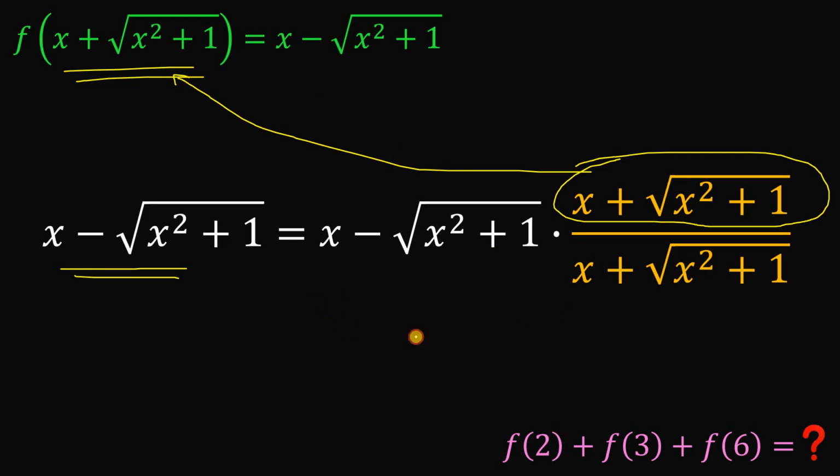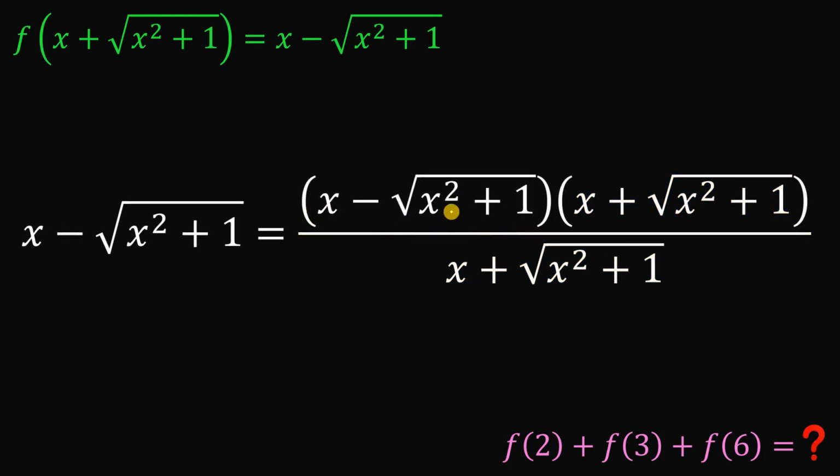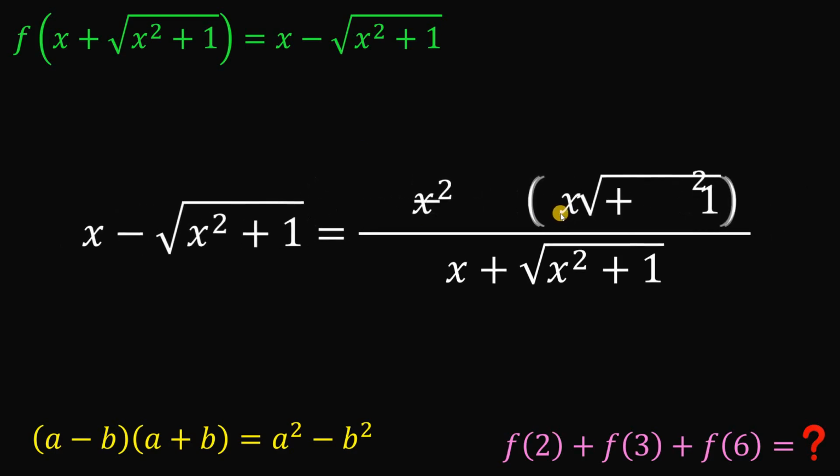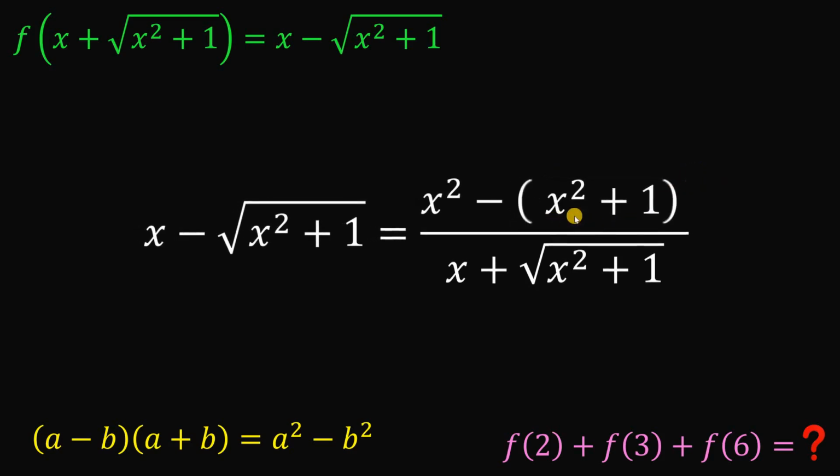Now, let's simplify first the right-hand side of our equation. We have x − √(x² + 1) multiplied by x + √(x² + 1). Here, we can use this identity: if we multiply (a − b) by (a + b), this will result in a² − b². So the numerator of our fraction must be equal to x² − (√(x² + 1))². Now, let's simplify first the numerator. We can cancel out the square root and the square, so this will leave us with x² + 1.